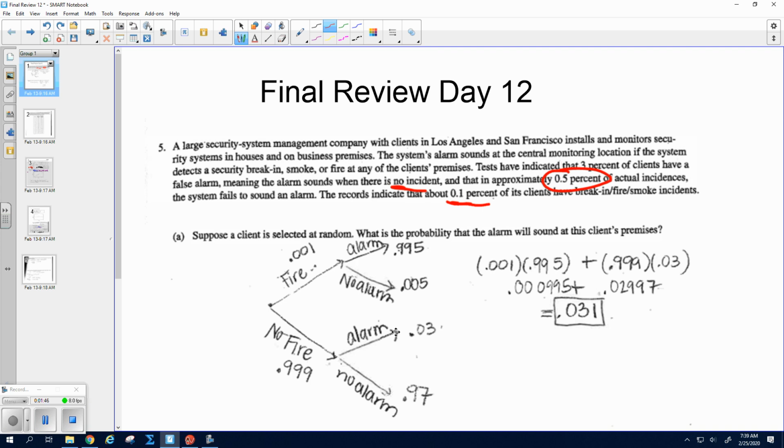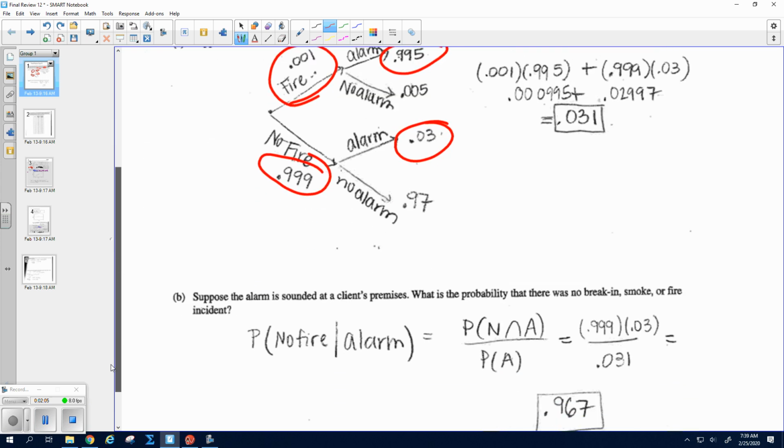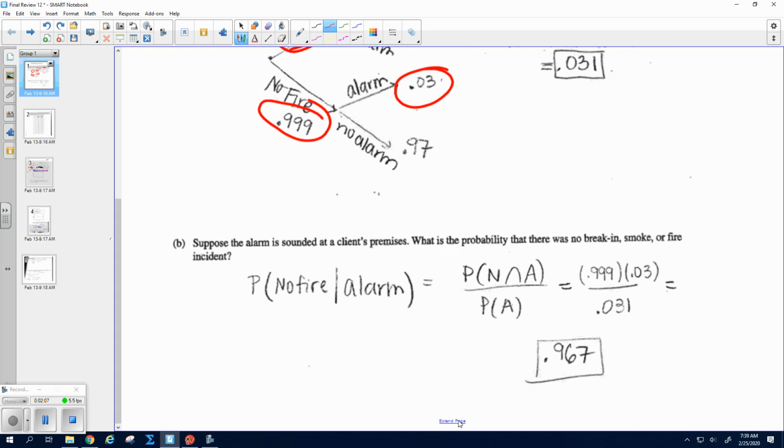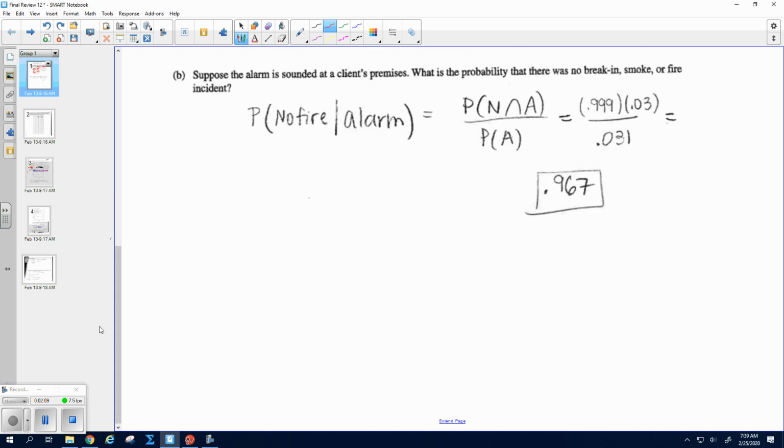All right. So then this says, what's the probability the alarm will sound? So the alarm will sound right here. We're going to multiply that times that. Or the alarm will sound right here. We're going to multiply that times that and add, and we get 0.031. All right, this formula is on your yellow sheet and given on the AP exam.